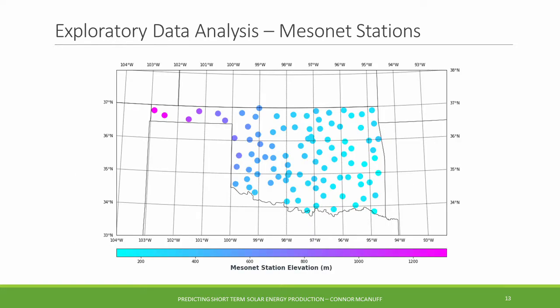Okay, enough of the boring stuff. Let's visualize some data. Here, you are seeing a map of Oklahoma with lines of latitude and longitude overlaid. As said before, the intersection of these lines are the weather variable forecast locations. Each of the color points are Mesonet station locations, their color corresponding to the elevation of the station.